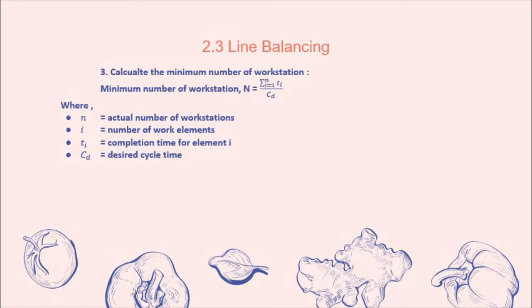Next step, we have to calculate the minimum number of workstations. So this is the formula. From the formula, n is the actual number of workstations, i is the number of work elements, ti is the completion time for element i, and Cd is the desired cycle time.